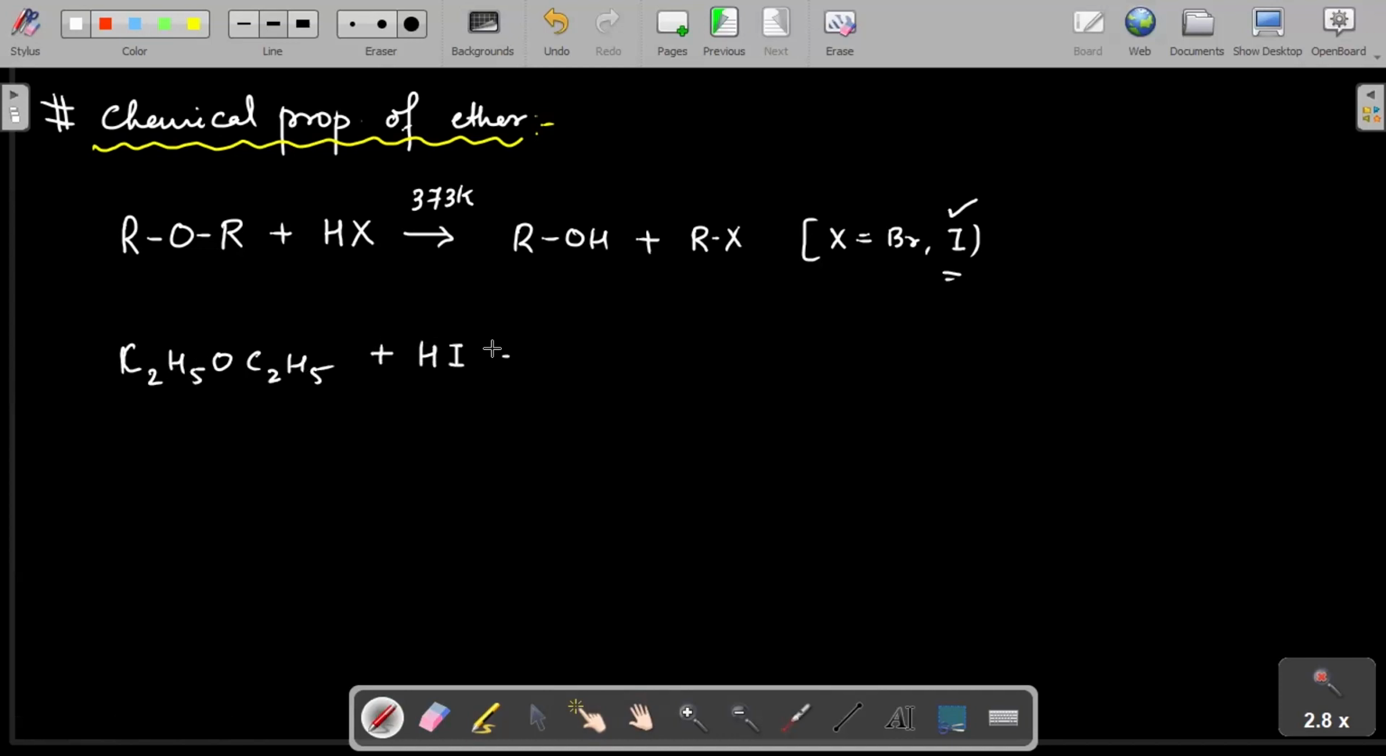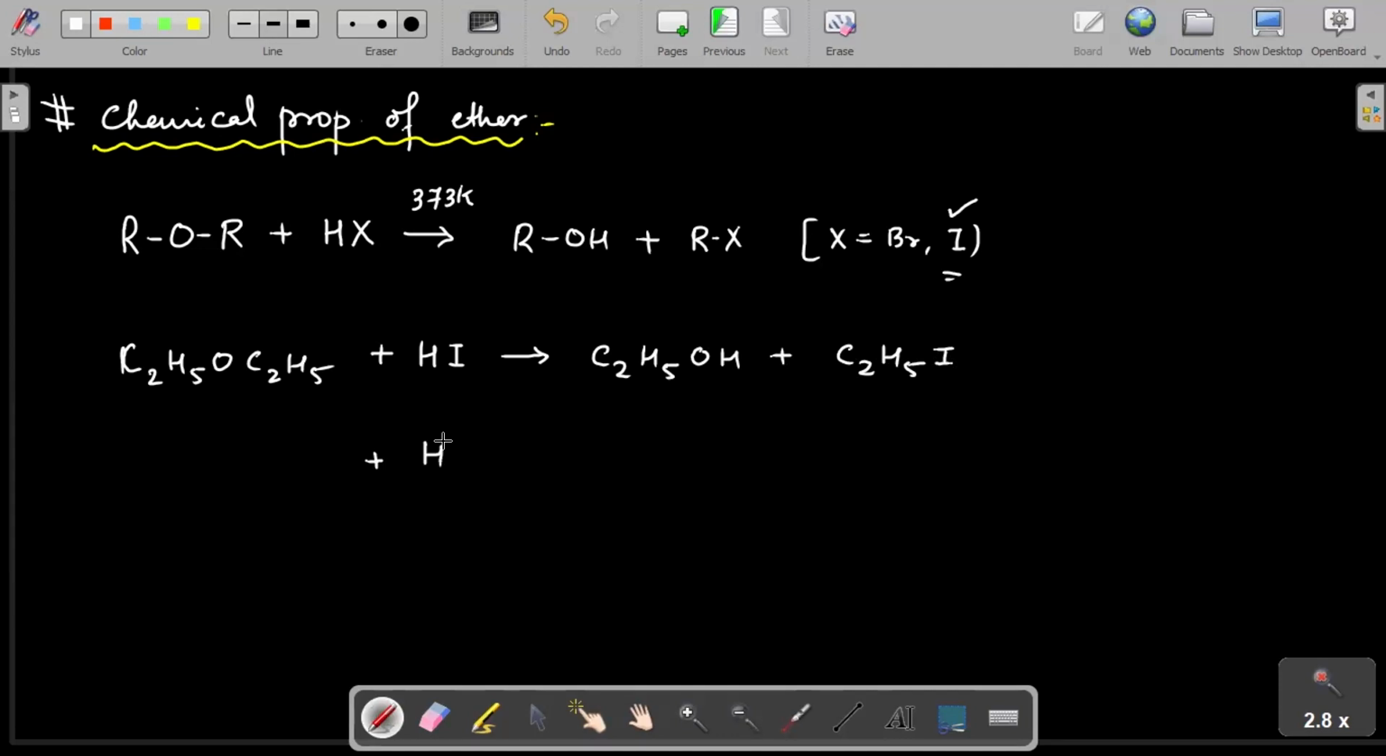What is the expected product? That will be ROH plus RI. Sorry, because we have the ethyl group here, C2H5OH plus C2H5I. Okay, but there's a small twist in this reaction.